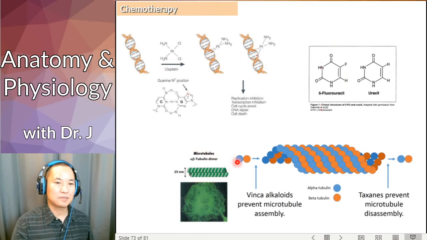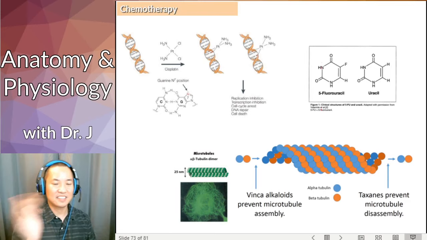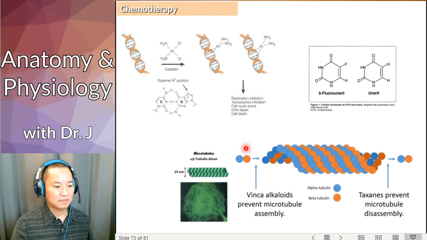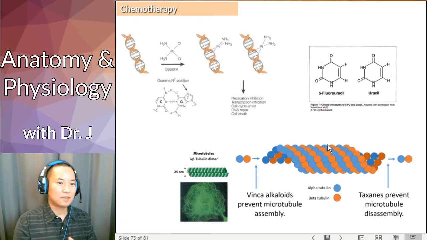And then microtubules. Remember, these are a type of filament. Again, you have the microfilaments, the intermediate filaments, and the microtubules. These are the ones that are actually sent out when you do mitosis. So you can mess up the process of mitosis by adding compounds that prevent these microtubules from forming. So why am I showing all of this?